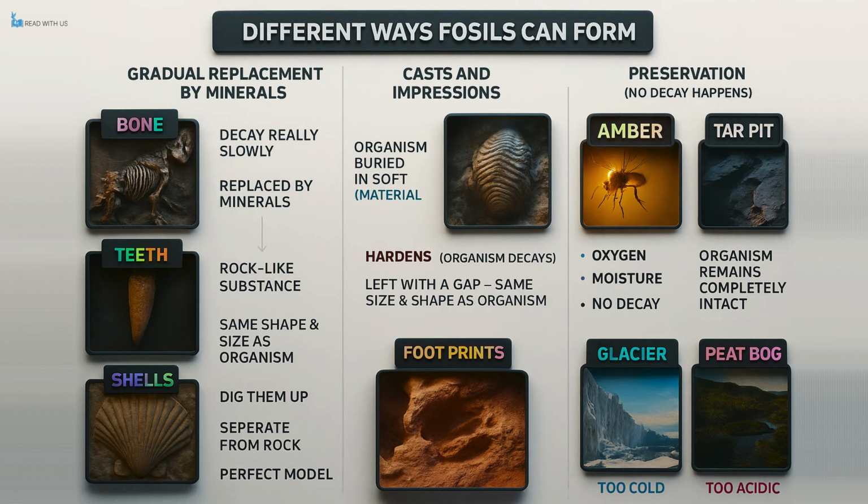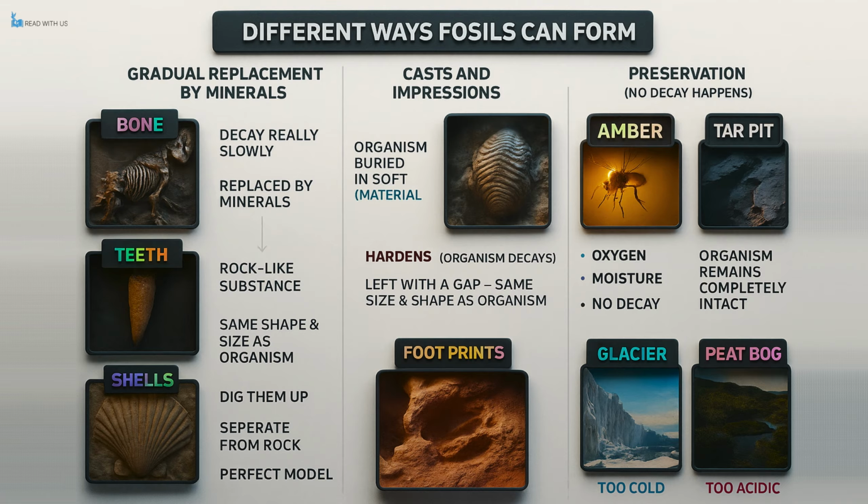As these hard parts break down over time, they are gradually replaced by minerals from the surrounding soil or water. These minerals harden and form rock-like replicas that have the exact same shape and structure as the original body parts. When paleontologists excavate them from the surrounding rock layers, they find these stone-like copies that provide a very accurate picture of what the original organism looked like.